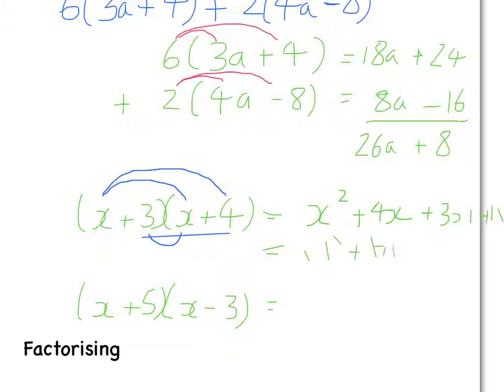Now we can't collect the x squared into that because that is a square, so it has to be the same power as well as the same letter to collect them together.